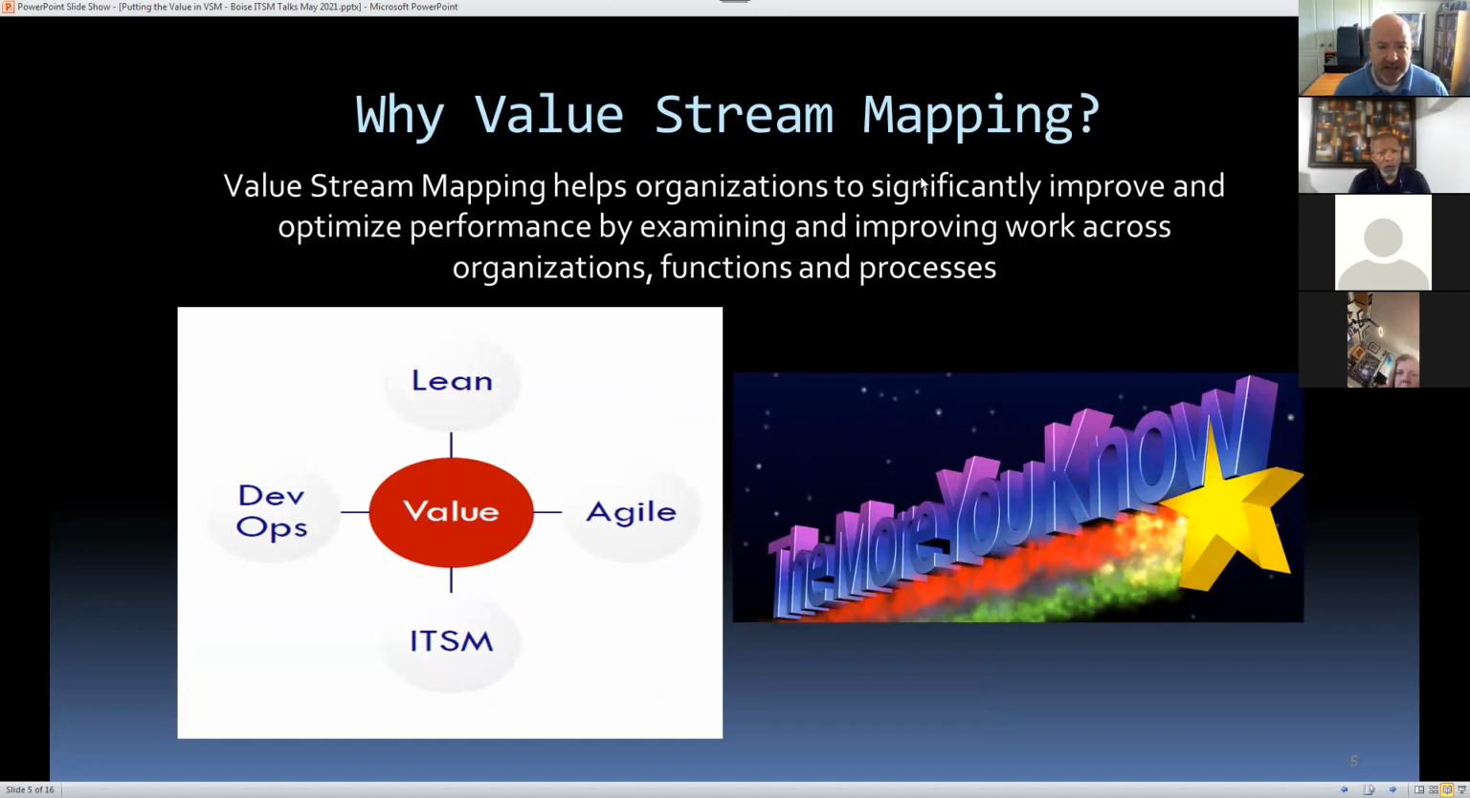Value stream mapping has a definition, and this is one that I found in some of Donna's content from ITSM Academy that I really like. It says, value stream mapping helps organizations to significantly improve and optimize performance by examining and improving work across organizations, functions, and processes. One of the things that you'll see with value stream mapping and looking at improvement, looking at optimizing performance, is that it's a way to break down silos.